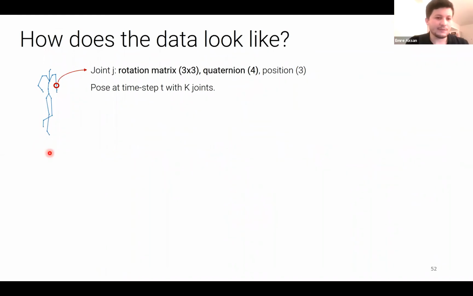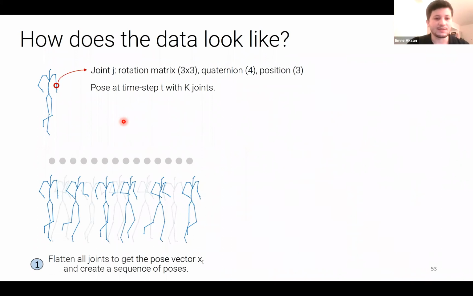And we have the skeletal information in this problem. So we know how the skeleton is constructed. We have K joints at time step T, and we represent the data by using joint representations in 3D. It can be 3x3 rotation matrices, quaternions, or even direct 3D positions, X, Y, Z Cartesian coordinates. When we look at the previous work in the literature, it's common to flatten all the joints to get a pose vector. This means that we just dump all the data into a single vector and then represent the motion data as a sequence of pose vectors.